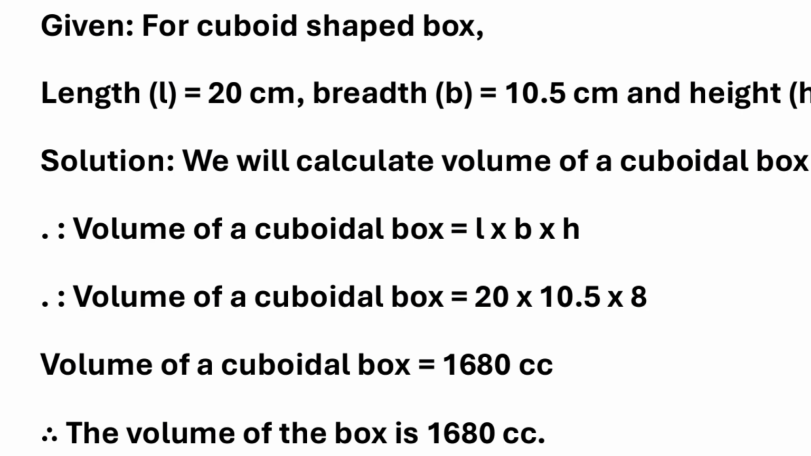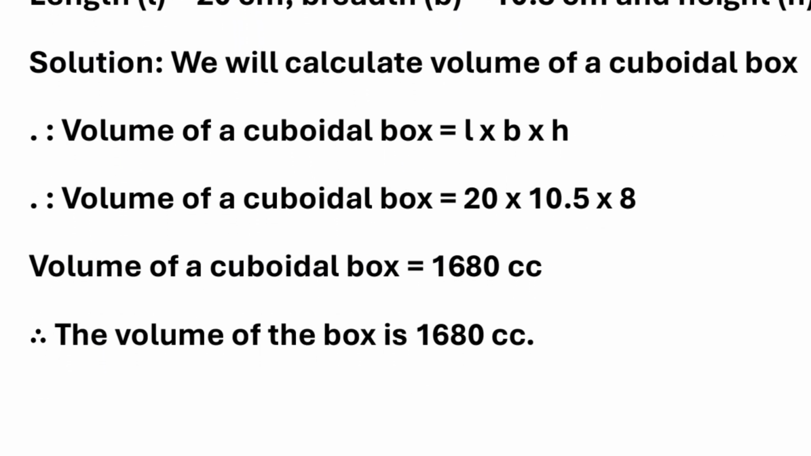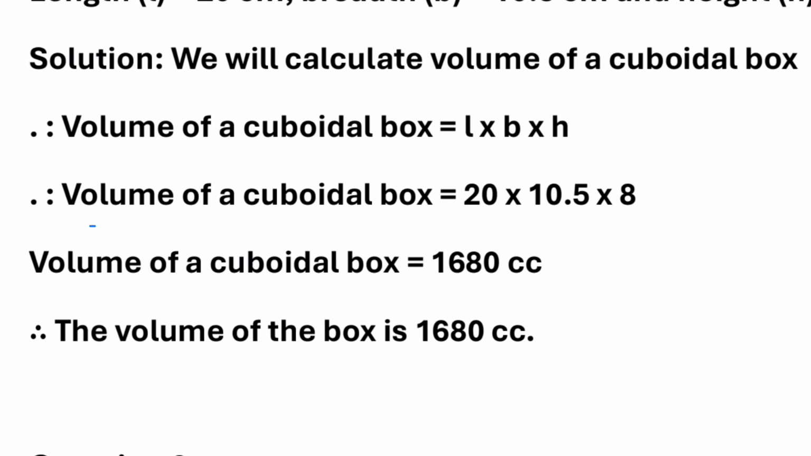Now we substitute values of L, B and H here. Therefore we get volume of cuboidal box is equal to value of L 20, then value of B 10.5 and value of H height, that is 8, means 20 into 10.5 into 8. Now we multiply all these three terms.